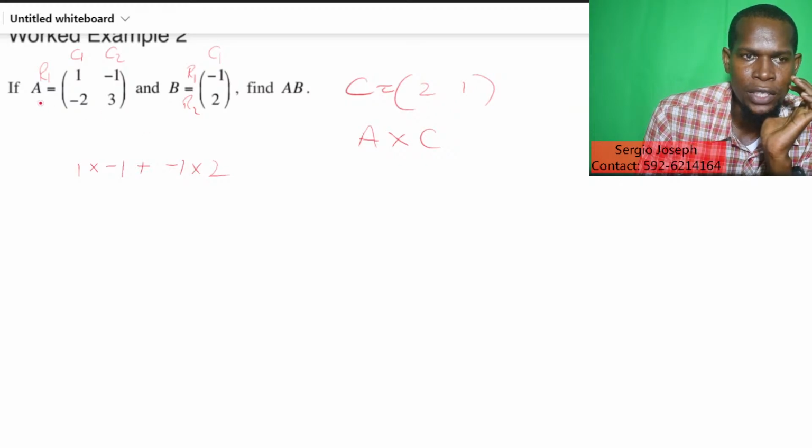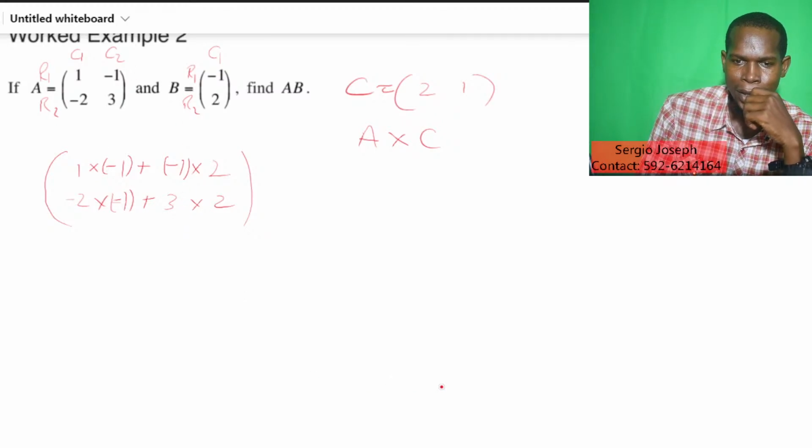Then we go to the next one, which is row 2 by the same column 1 again. So we have minus 2 times the first element, which is minus 1. Put these signs here in brackets, for the sake of simplicity. Then we go plus 3 times the second element in column 1, which is 2. We put everybody in brackets.